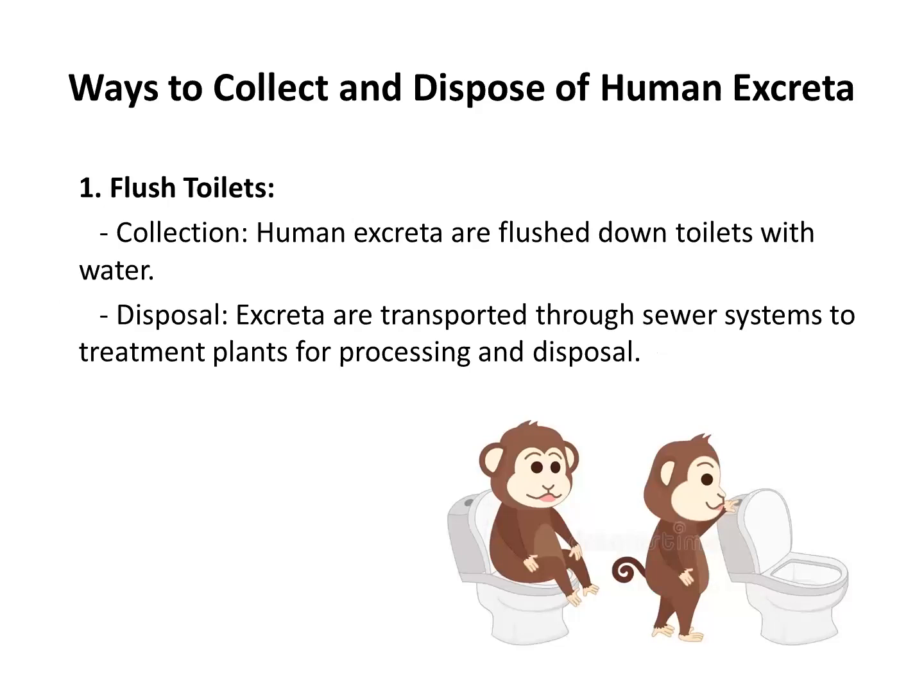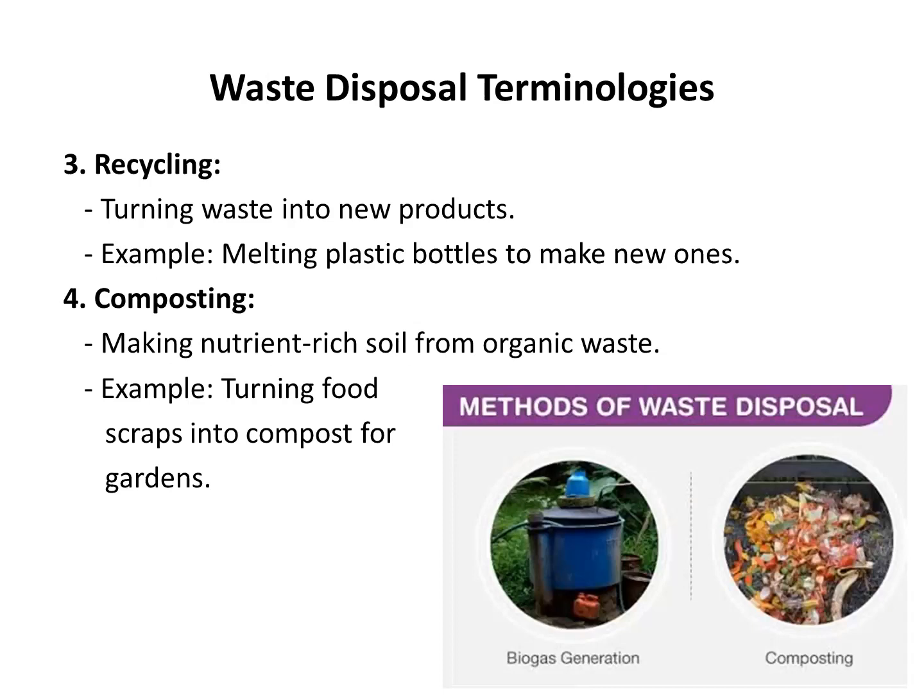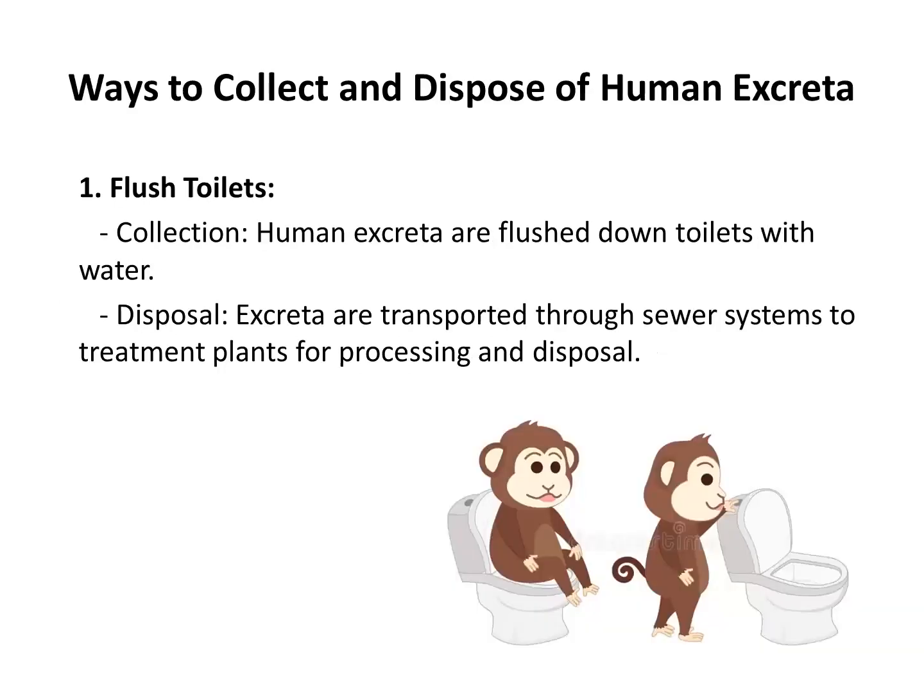And then of course, this concludes our first topic. Now we'll be discussing our second topic, that is flush toilets. These are based on the ways to collect and dispose of human excreta. These include collecting human excreta that are flushed down toilets with waste disposal. The excreta are transported through sewage systems to treatment plants for processing and disposal.